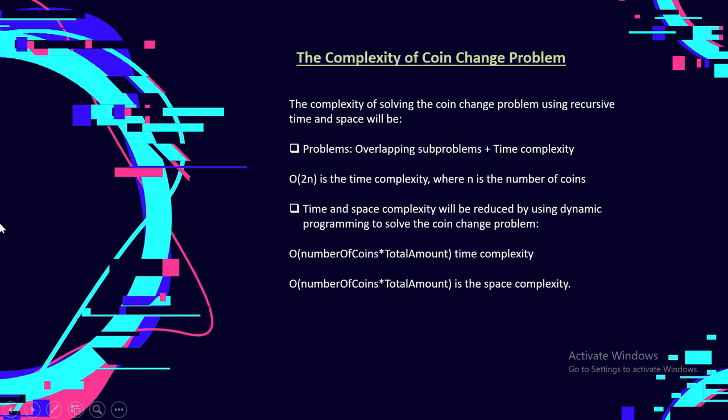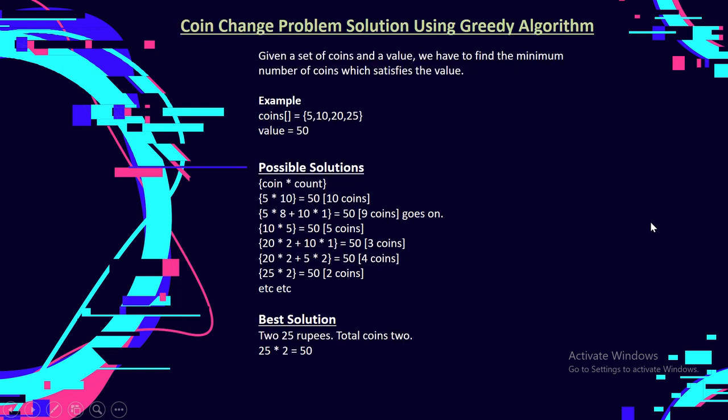Now I am going to my next slide, complexity of the coin change problem. Here is the problem of overlapping subproblems, plus time complexity. So order of 2 to the n is the time complexity, where n is the number of coins. Time and space complexity will be reduced by using dynamic programming to solve the coin problem. Now I am going to my next slide.